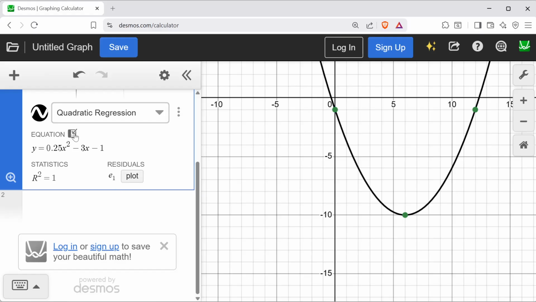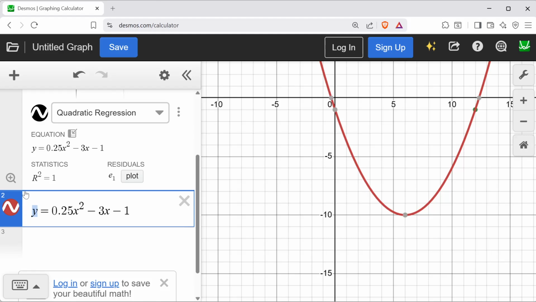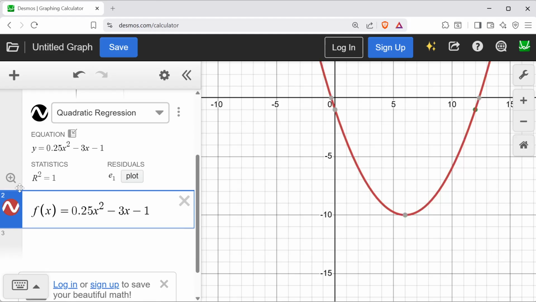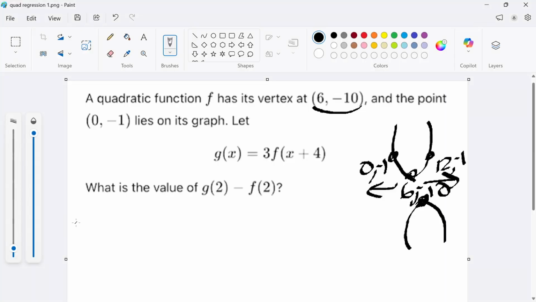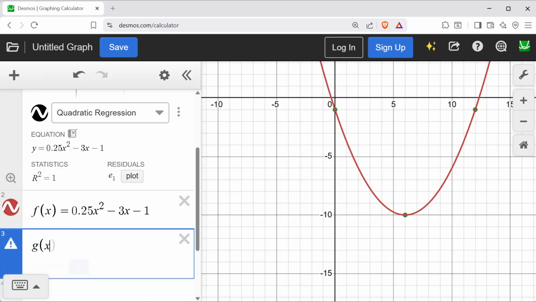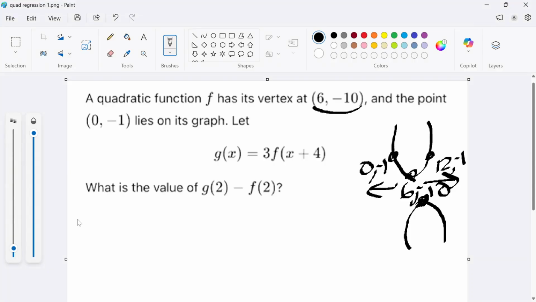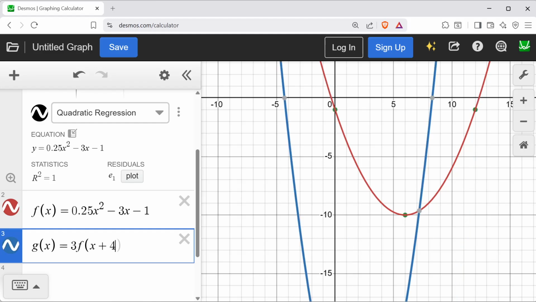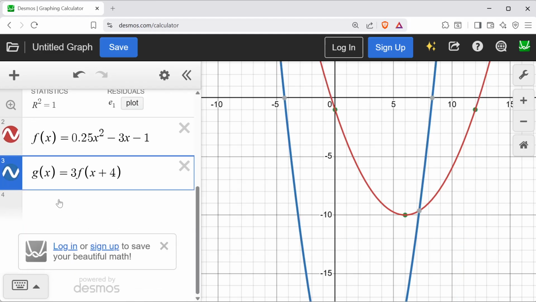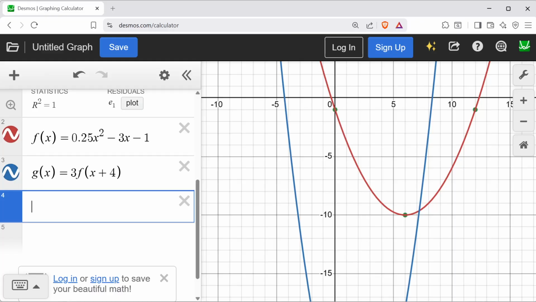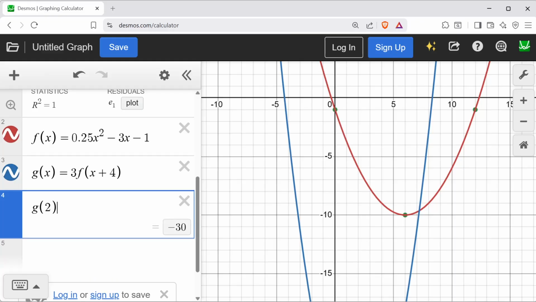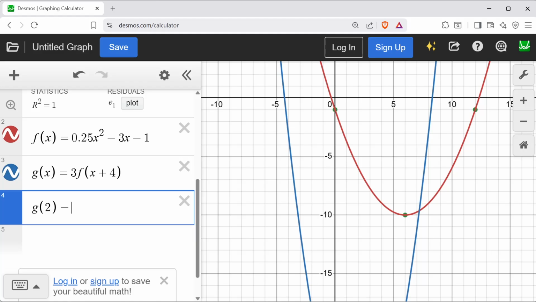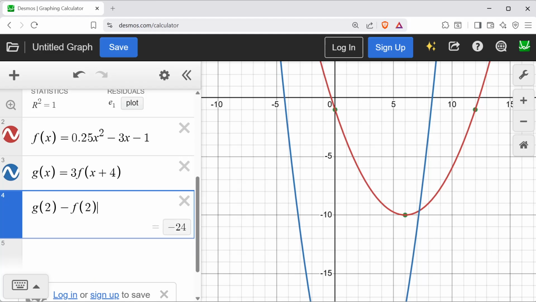So I'm going to make the equation here. That's f of x. And then I'm going to put g of x. I'll show you another way I can do it. 3 times f of x plus 4. And now I can put g of 2 minus f of 2, negative 24.